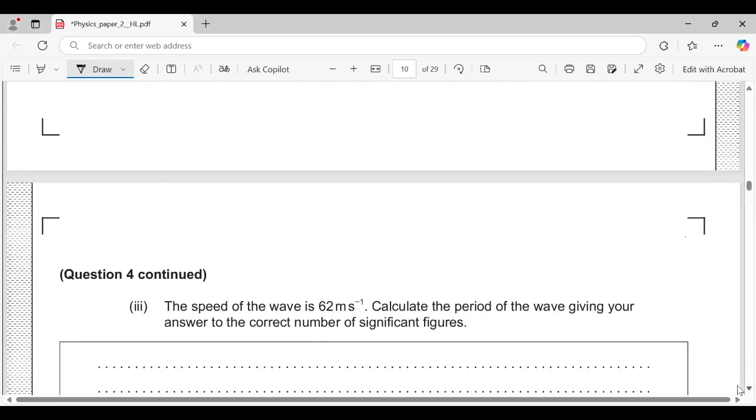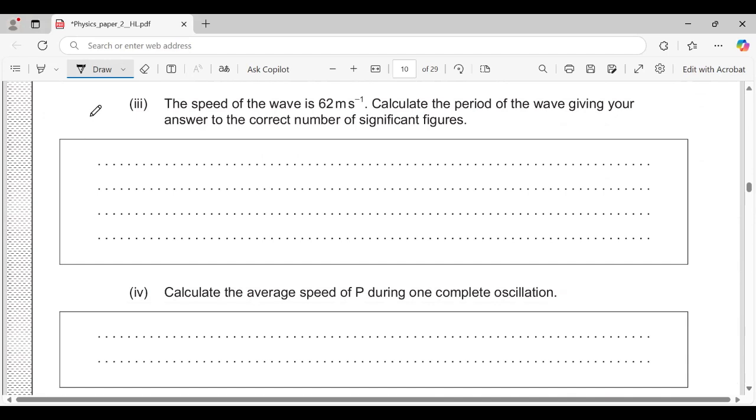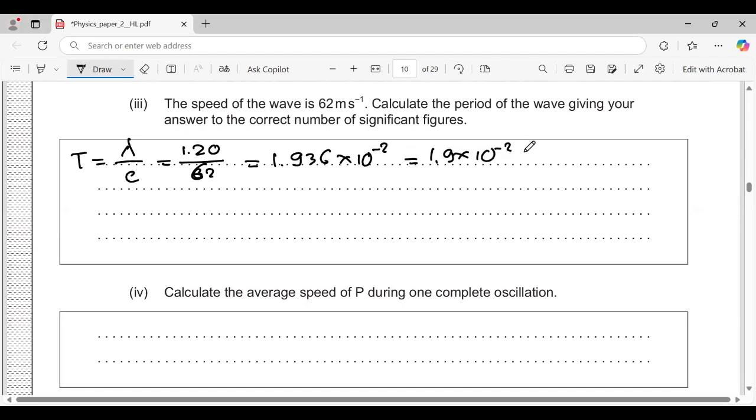After that, we use the formula: time T equals lambda over c, 1.20 divided by 62. If you calculate, this is 1.936 times 10 to the power minus 2, or 1.9 times 10 to the power minus 2 second. That is the time. Calculate the average speed of P during one complete oscillation.